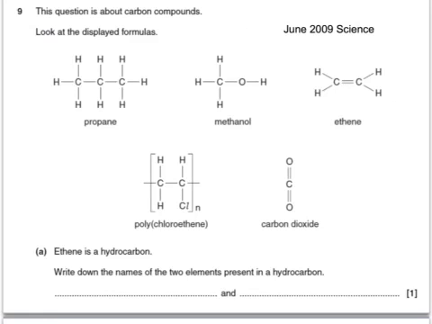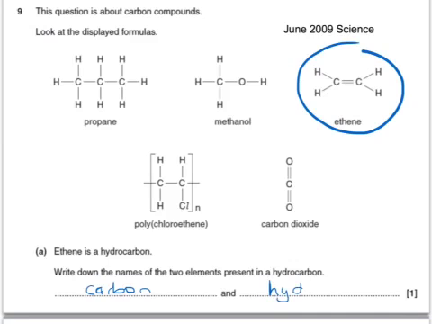Now some past paper questions. This question is about carbon compounds. Look at the displayed formulas. They are of propane, methanol, ethene, polychloroethene and carbon dioxide. Ethene is a hydrocarbon. Write down the names of the two elements present in a hydrocarbon. Well, we can see from that displayed formula there are only two kinds of element there, and they are carbon and hydrogen.